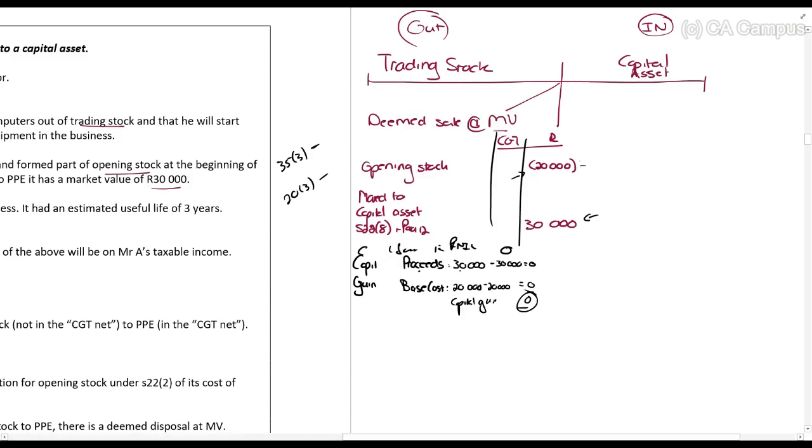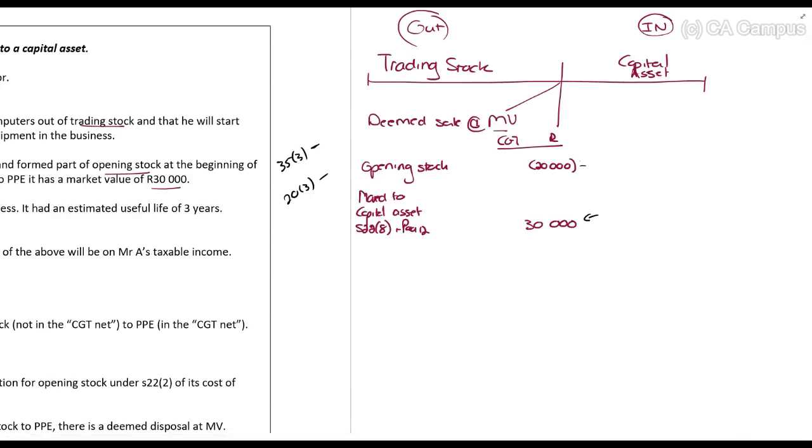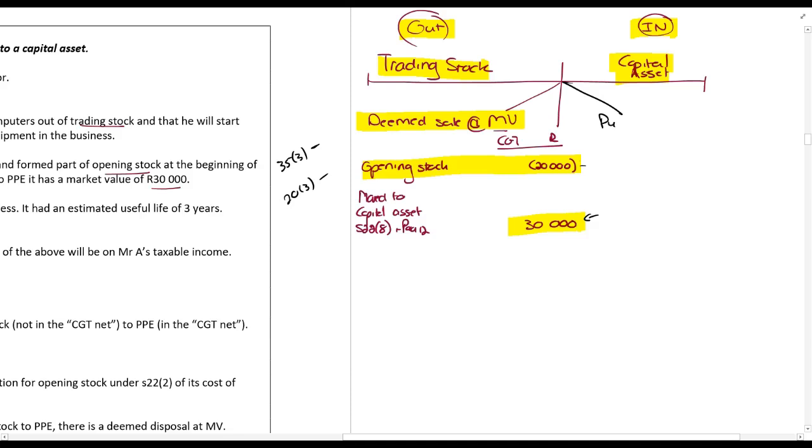Okay, so that's in there, but my focus and your focus now, let's get back to the principle, is trading stock which is out of the net becomes a capital asset which is in the net. You had an opening stock deduction, that's not specific to CGT, that's trading stock rule, but when it moves out, you're treated as if you sold it at market value. There we go. You are then treated as if you purchased it at market value.